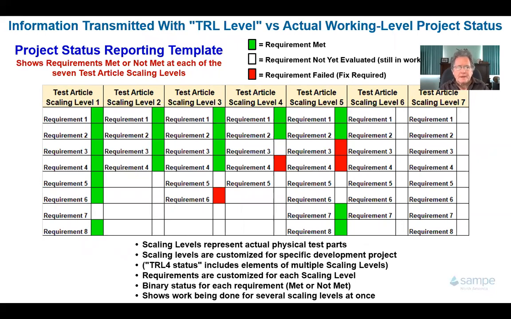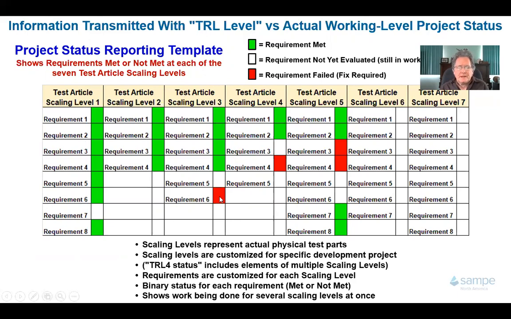So this slide is the template of what you would provide to the senior manager. You're going to provide him this table that will show your various test articles, from the simple ones to the complex ones, and all the requirements and whether they've passed or failed. So scaling level 1 will be flat parts. You have a list of requirements. If I tested it and passed it, it gets a green. If I didn't test it yet, it's left blank.